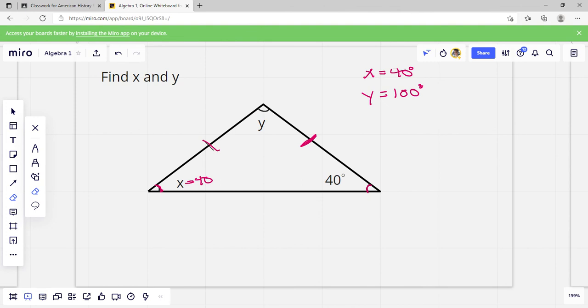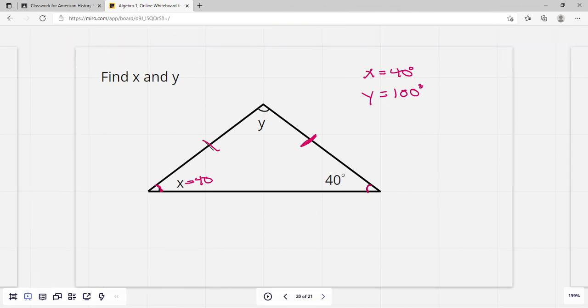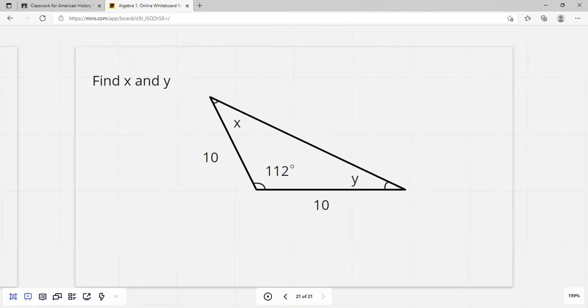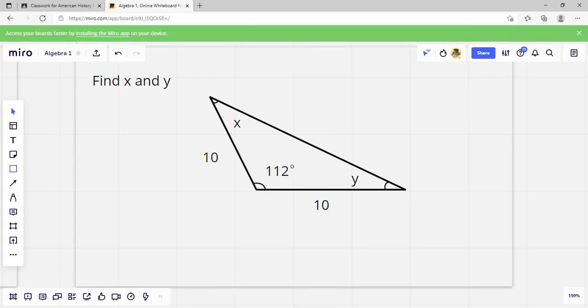Okay, next one is C. All right, so this one, we have to find x and y. This 10 right here tells us that that's related to this angle. And if this one's 10, that means those two sides are equal, which is related to this opposite angle. So that means x and y are equal to each other. Okay? But we still don't know how much either one of those is.